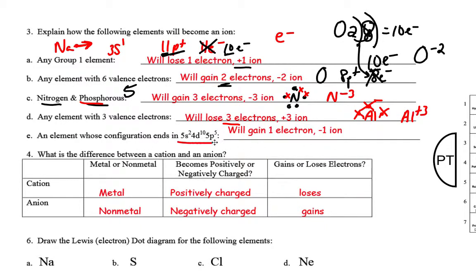And finally, if you end in this, you don't care about your D's. You only care about the 5th energy level because it's the biggest. 2 plus 5 equals 7. You're going to end up gaining 1 electron. So that'll give you from 7 up to 8. You have your octet. You're nice and happy as long as you gain 1 electron.